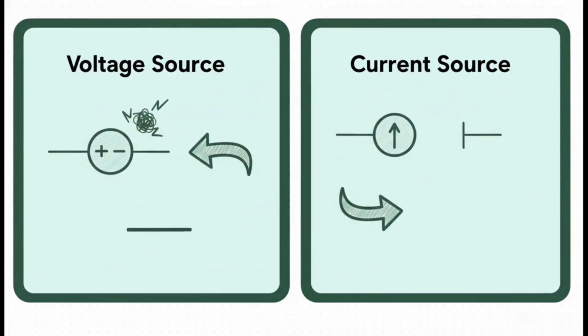Now that phrase, turn off, is key. How do we do it properly? Well, for a voltage source, to make its voltage zero, you replace it with a short circuit, basically just a plain old wire. For a current source, to make its current zero, you replace it with an open circuit. You literally create a break in the wire so nothing can flow. Getting this right is absolutely crucial.